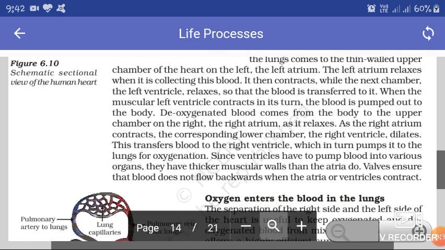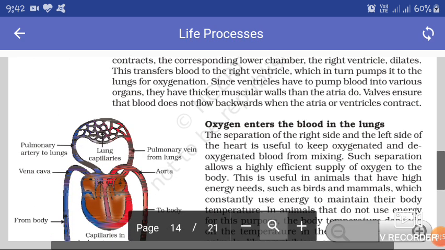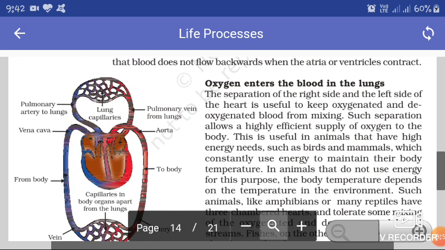Since ventricles have to pump blood into various organs, they have thicker muscular walls than the atria do. Valves ensure that blood does not flow backward when the atria or ventricles contract. Oxygen enters the blood in the lungs.